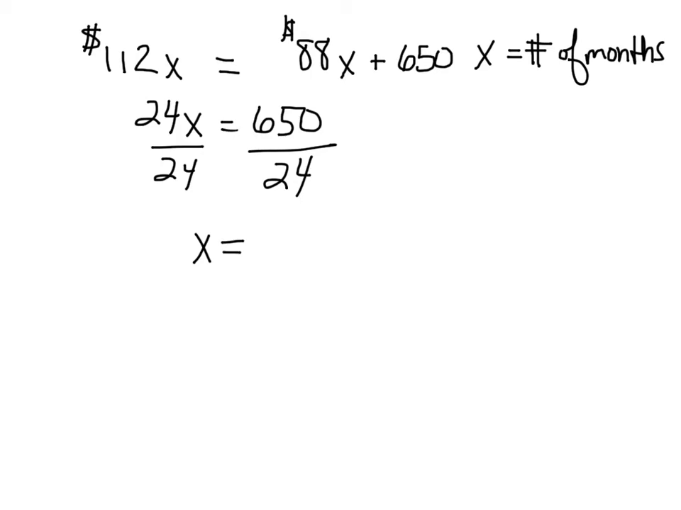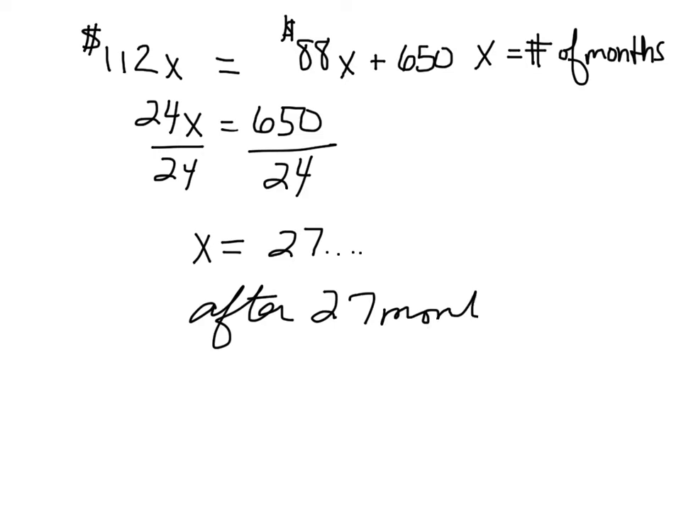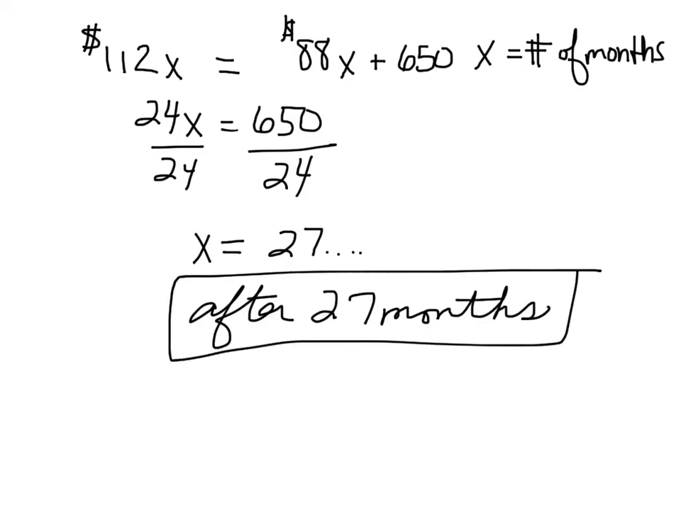X equals. Now if you divide this, you're going to notice you're not going to get a nice neat number. You get 27 point and then some decimals. Well, this is just a word problem. We just want to know after how many months. So I don't care about 27.08, 27.1. That doesn't make sense. So in how many months will the copier pay for itself? Well, it's going to be after the 27th month. So after 27 months, the copier will pay for itself. Please make sure you always label. And that's your answer.